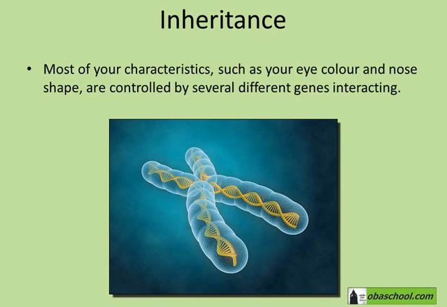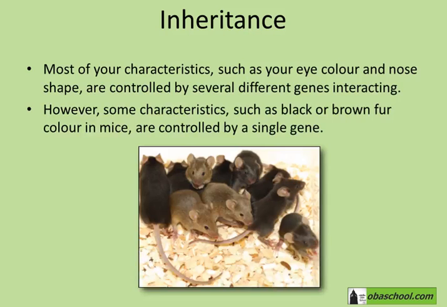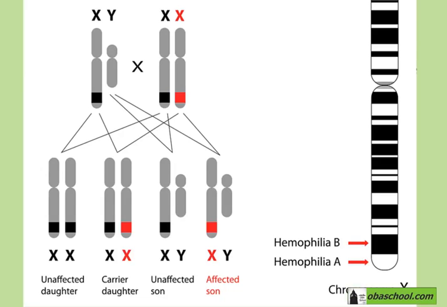Inheritance. Most of your characteristics, such as your eye color and nose shape, are controlled by several different genes that interact. However, some characteristics, such as black or brown fur color in mice, are controlled by one single gene. Some human characteristics, such as color blindness in red and green, are also controlled by single genes.